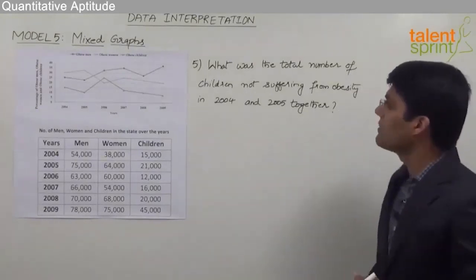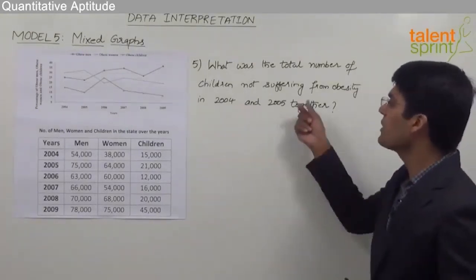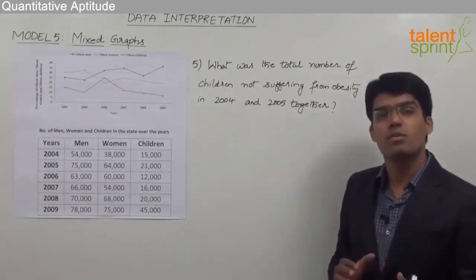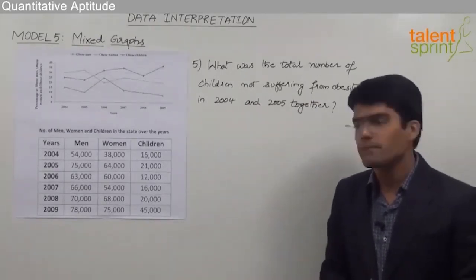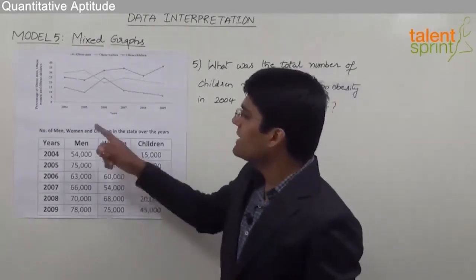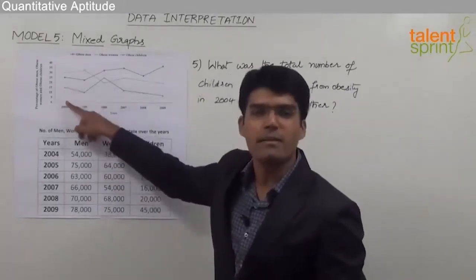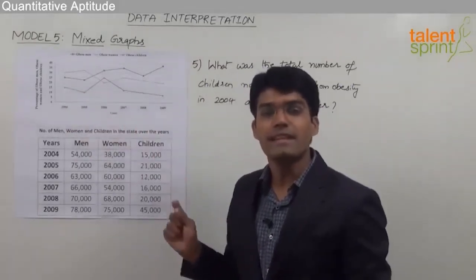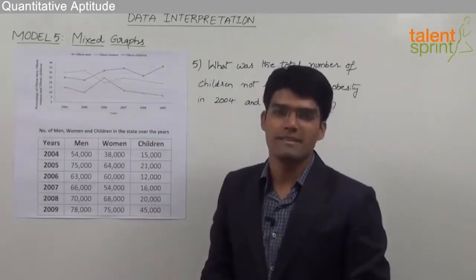What was the total number of children not suffering from obesity in 2004 and 2005 together? So here we need to find out the number of children who were not suffering from obesity in the given years, 2004 and 2005. Now from the graph we know that in the year 2004, 15% of the children were affected by obesity. Now if 15% were affected by obesity, it is very clear that the remaining 85% of the children were not suffering from obesity.